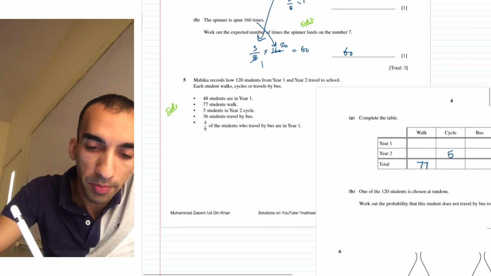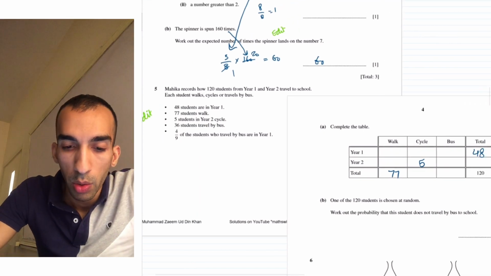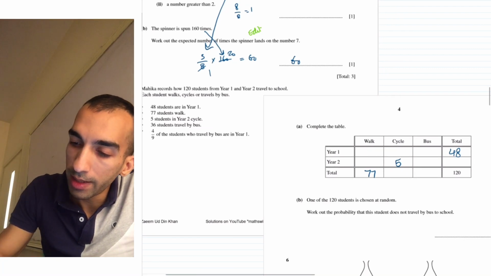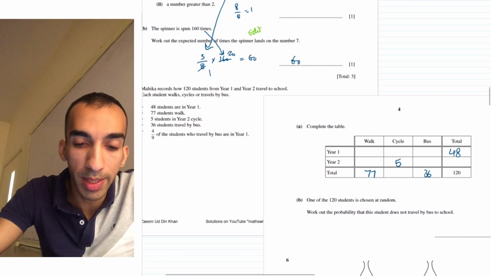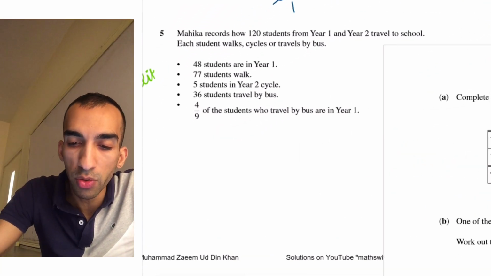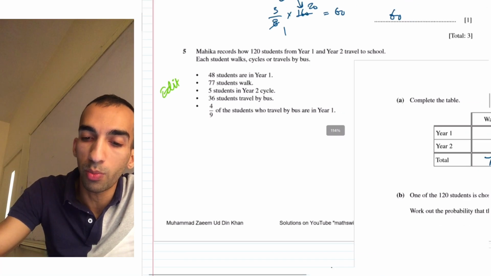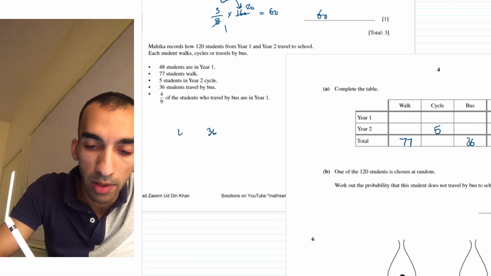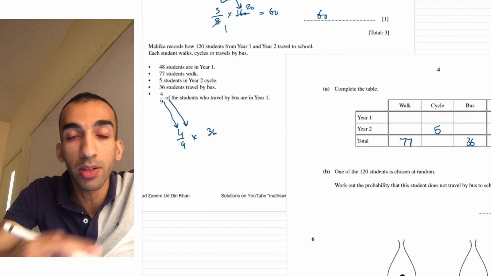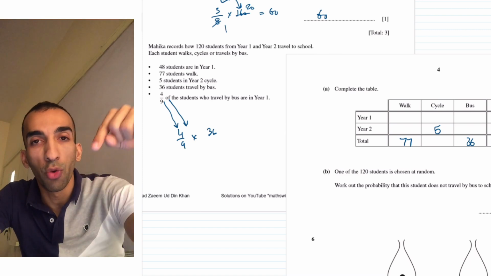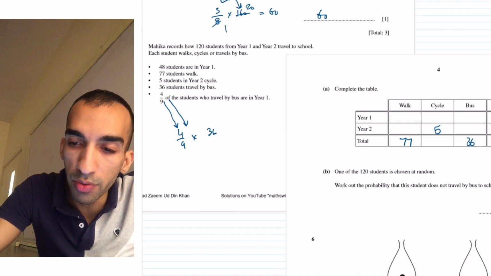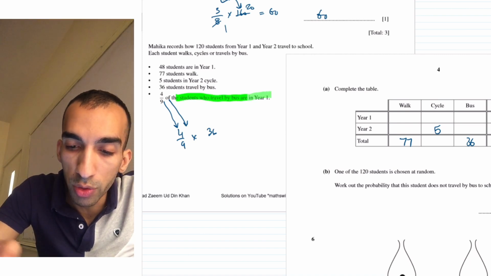36 students travel by bus. Once again this has to be the total number because they haven't told us whether it's year 1 or year 2. And 4 by 9 of the students who travel by bus are in year 1. So those who travel by bus are 36. 4 by 9 of means multiply. 4 by 9 comes down as it is. Now we're trying to change it into an expression. 4 by 9 as it is, of becomes multiply, and 36 is the number of students who travel by bus in year 1.